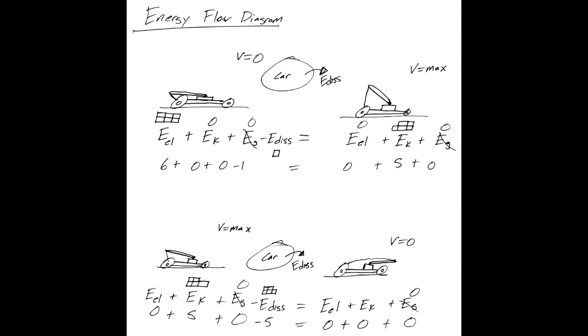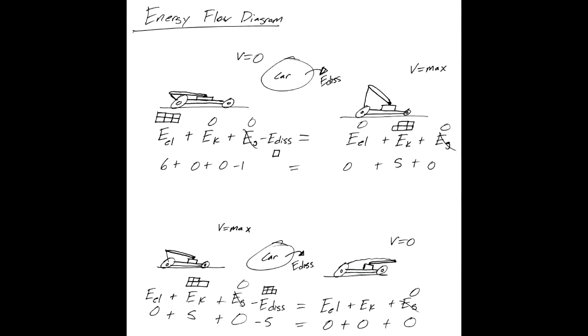For the energy flow diagram, the car begins at rest with its velocity of 0, and all its energy is in E elastic, so that gets 6 blocks, none for E kinetic since the car is not moving, and none for E gravitational since the car is not moving up or down. But you take away 1 for E dissipated since the car loses energy to friction.